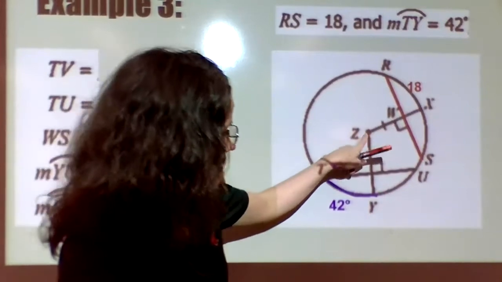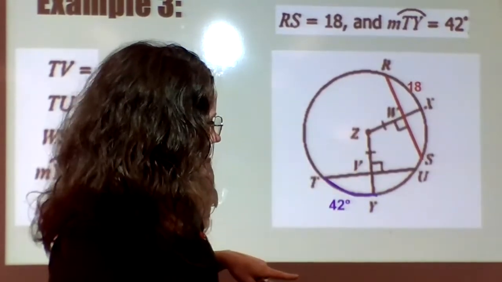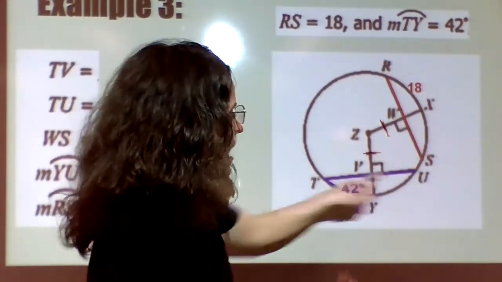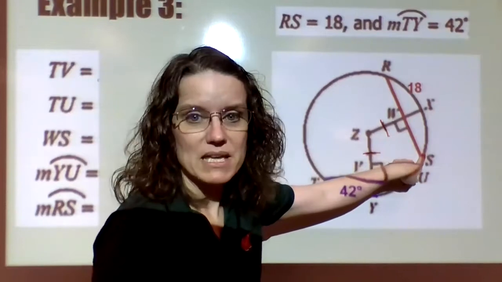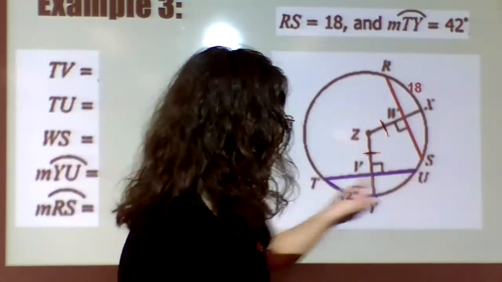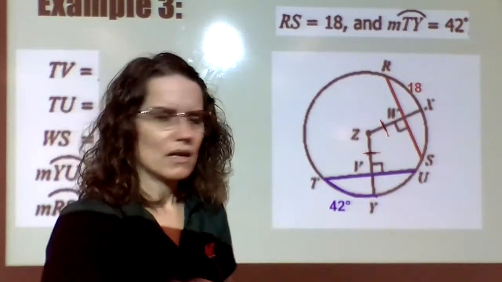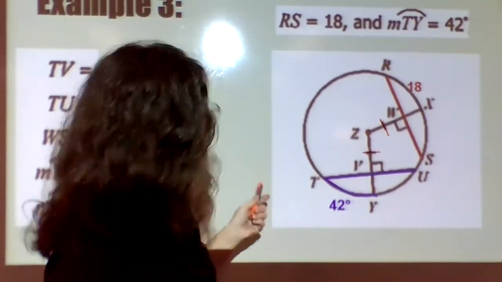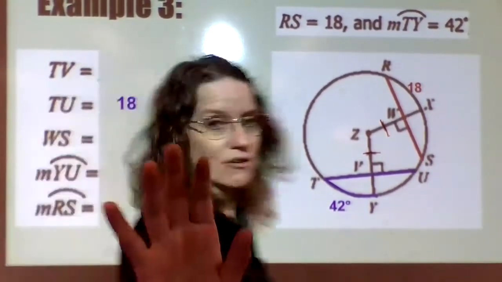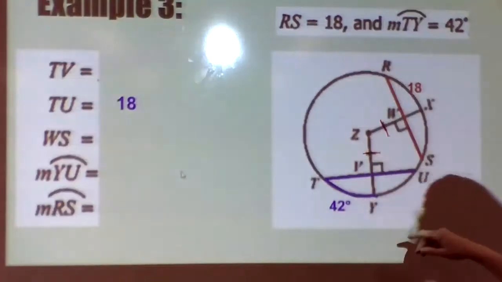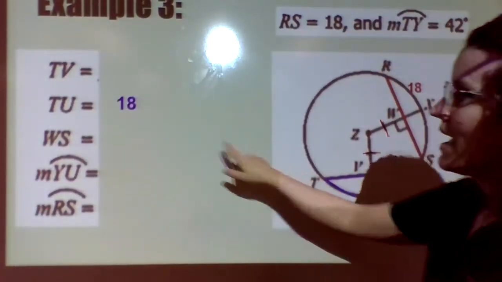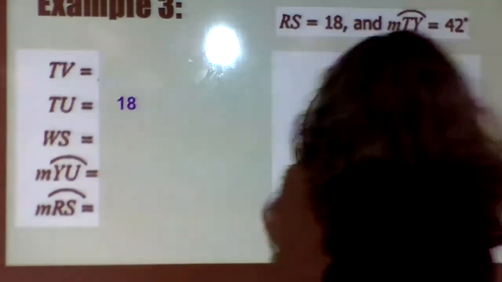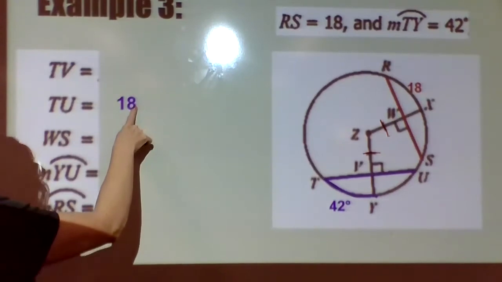Well, I am told that this distance and this distance are congruent. So if this distance is congruent to this distance, I know that the chords have to be congruent. So this big one and this big one have to be congruent. But wait, if the chords are congruent, then I know that the arcs have to be congruent. And so I can start figuring out a bunch of things now. So if the chords are congruent, TU had to be 18, because I was told that this red guy was 18, so now blue guy has to also be 18.